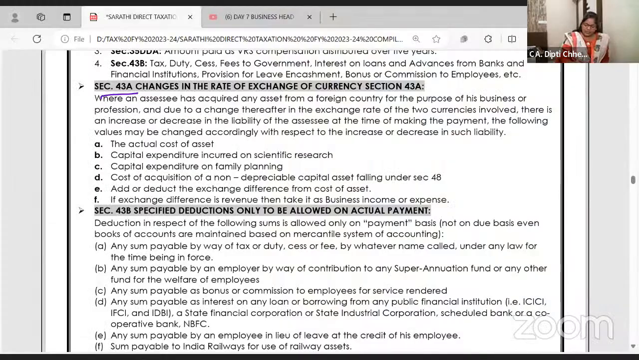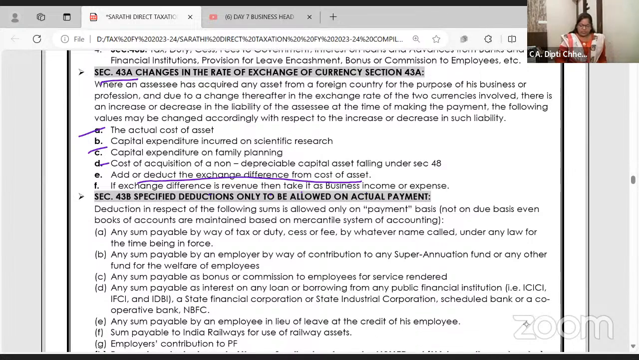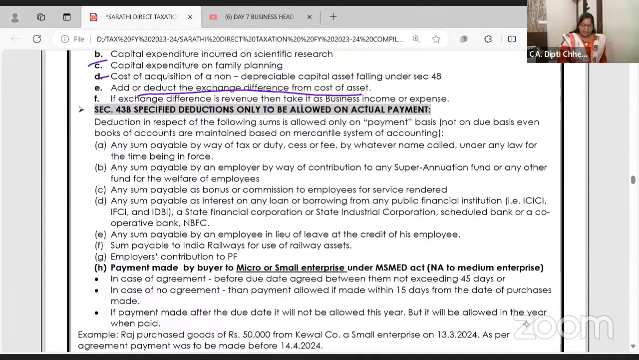Chalo. So we didn't do the foreign exchange. We have done it now. Take the actual cost, capital expenditure and all. Add or deduct the exchange difference from the cost of the asset. Add to or deduct from the cost of the asset. And if the exchange difference is revenue, then take it as business income or expense. Okay? Chalo. Now 43B.